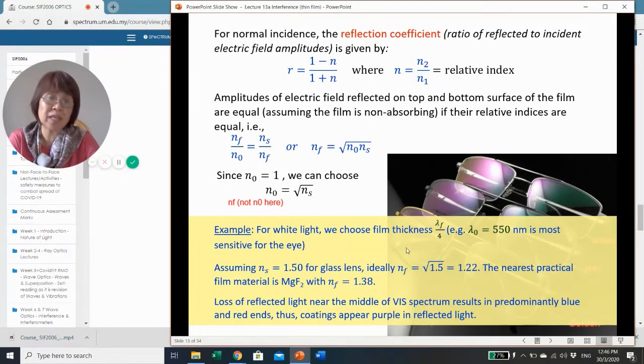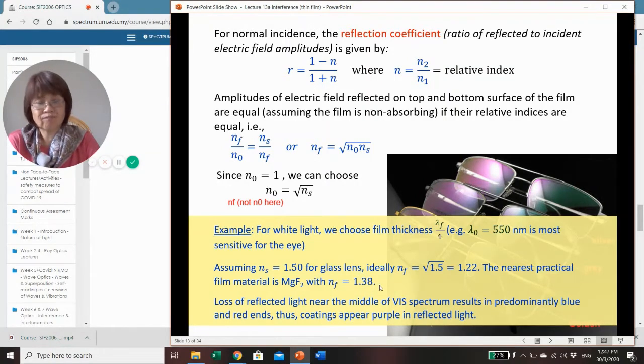Now take an example for white light. If you choose a film thickness of lambda f over 4, with lambda 0 around 550, because that's the one that's most sensitive to the eye, and we assume n s to be 1.5 for glass lenses, then ideally n f should be about root of 1.5. That will give you 1.22, and the nearest practical film material would be magnesium fluoride, which has a refractive index of 1.38.